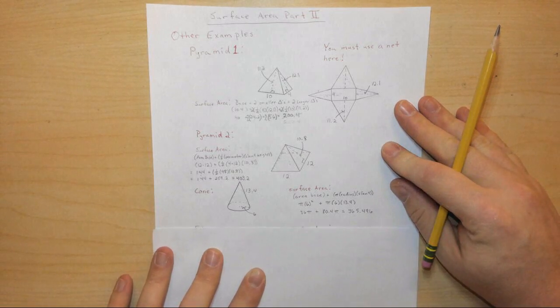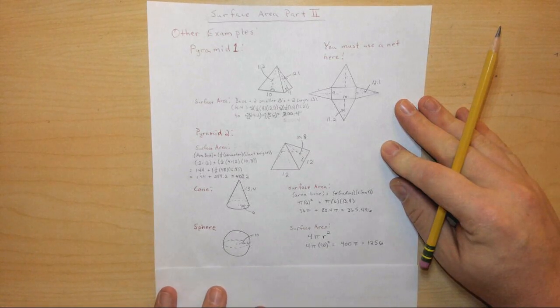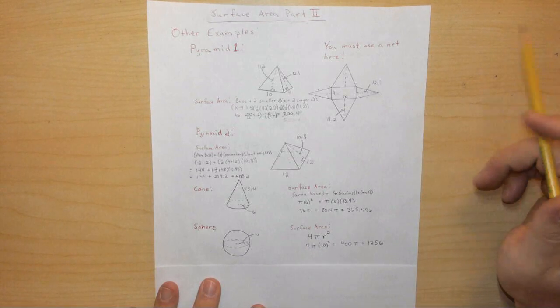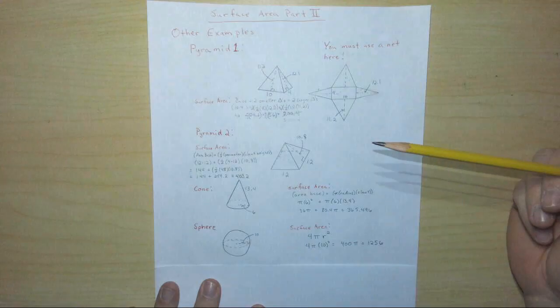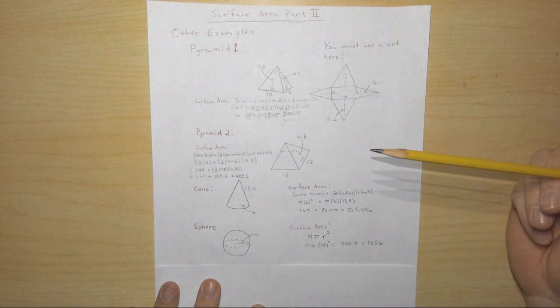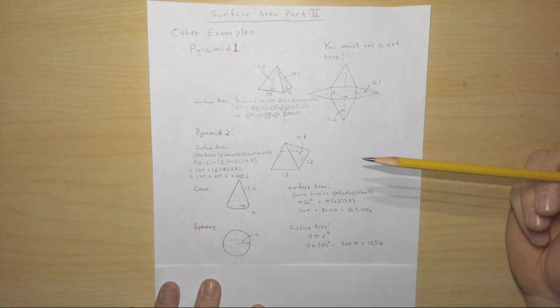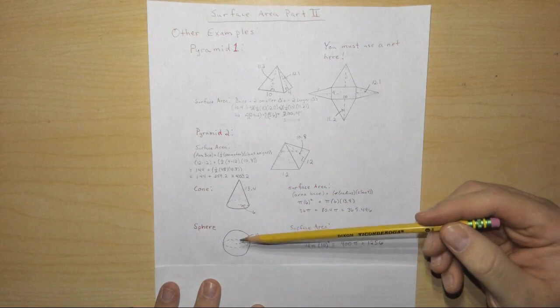The last one we're going to do here is to find the surface area of a sphere. There's no real net that I could think of for a sphere, and my lights just went out because I've been sitting here for such a long time. In any case, we're almost done.